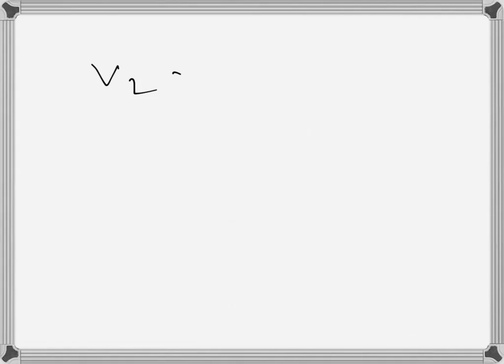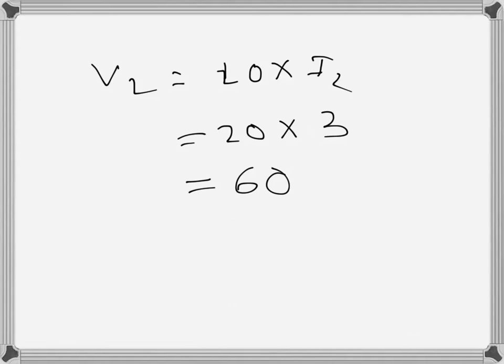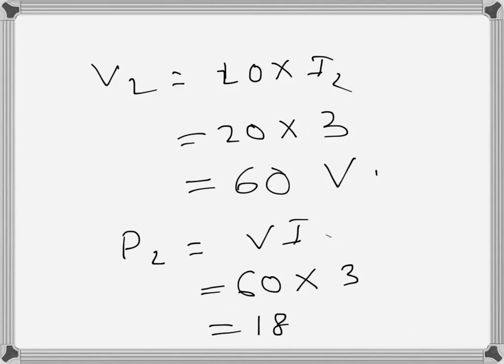So voltage V2 will be 20 times I2, so 20 times 3, which is 60, 20 kilo ohms times 3 milliamps, so that will be 60 volts. And P2 will be V times I, so V is 60 there and I is 3, so that will be 180 milliwatts.